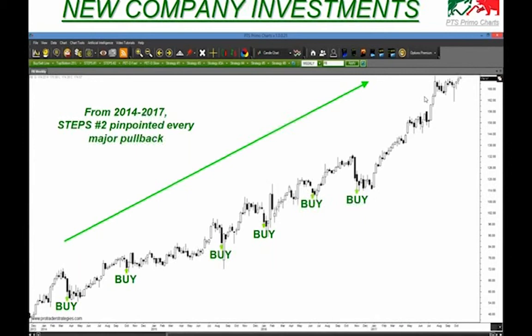Now, this is for swing traders who like to trade off of weekly charts. So you can use it for new company investments rather than just getting in on the initial IPO. Maybe you would enter in with half of what you thought and then wait for a step 2 type of entry point.